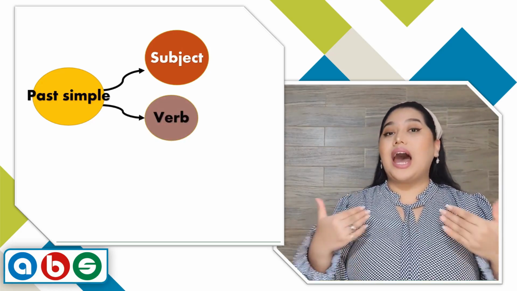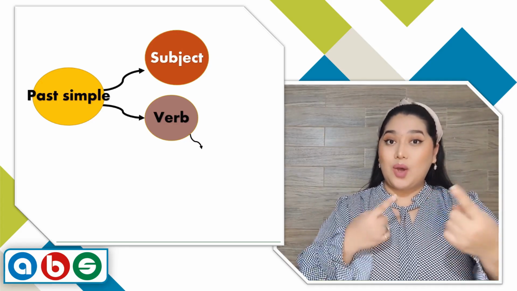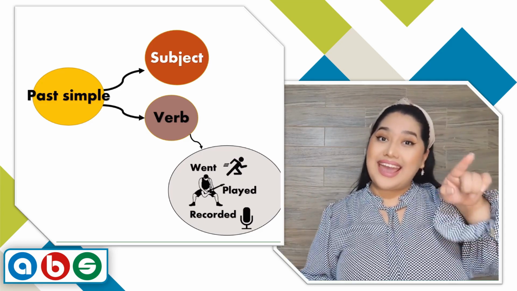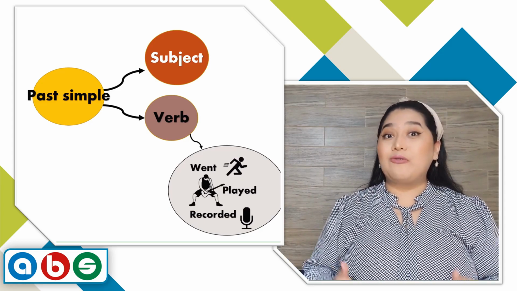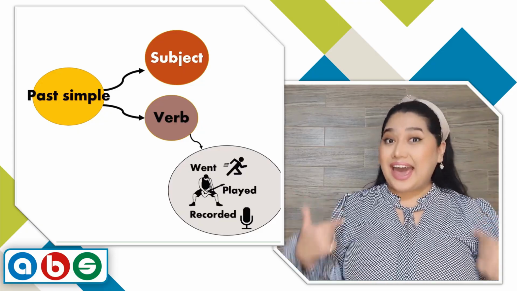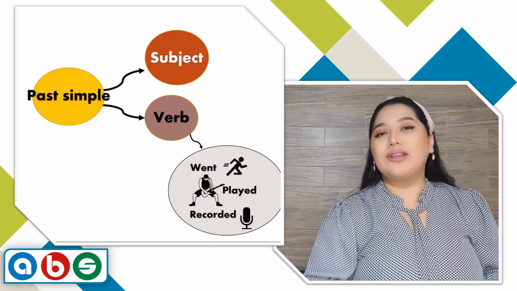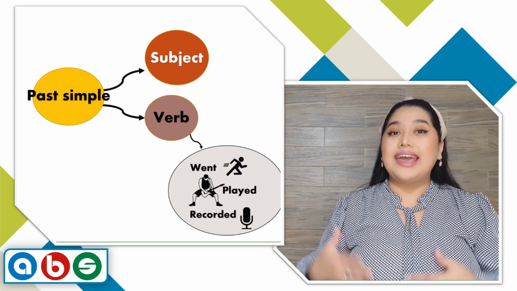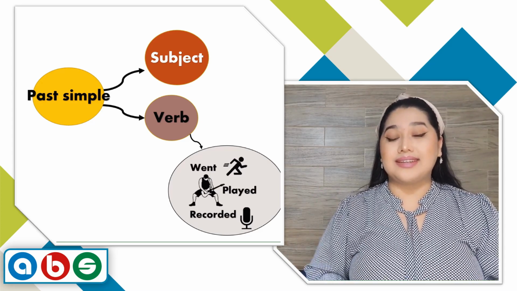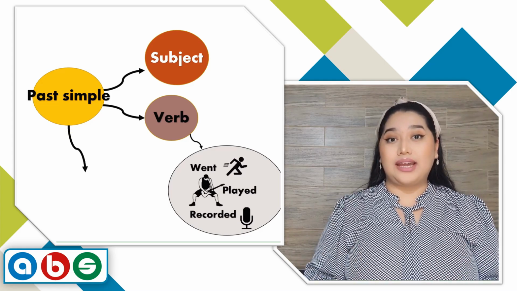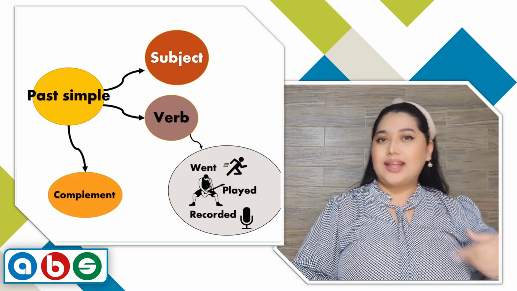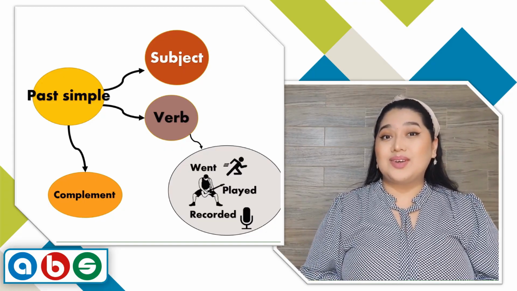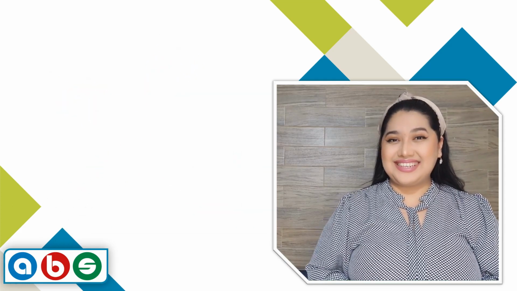For example, I went, you went, we went, or what about Jim played, she played, he played, or why not recorded, we recorded, I recorded, right? You have already learned about regular and irregular verbs, so always use the correct form. And at the end, well, you need a complement. This complement could be a time phrase, like yesterday, last week, last weekend, or in 1992. It's up to you. So come on, let's see some examples.